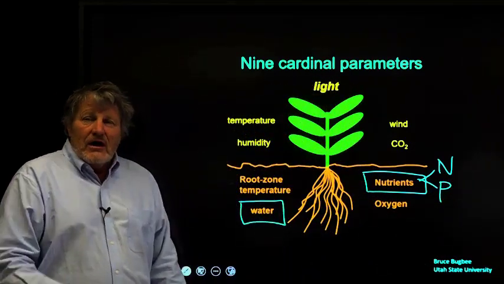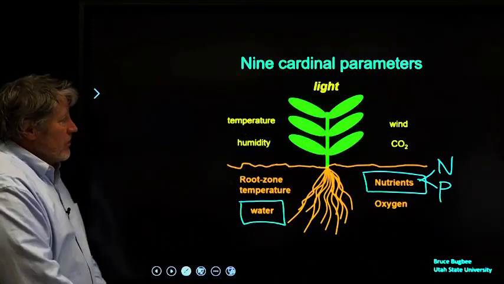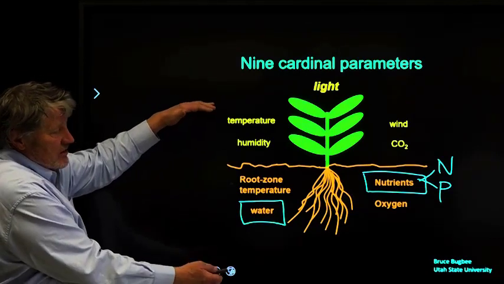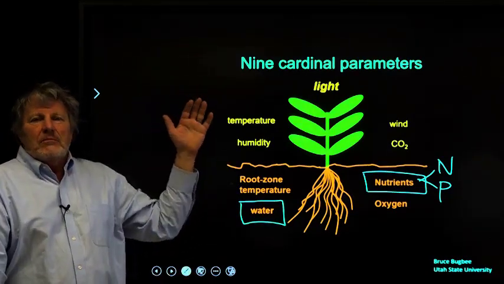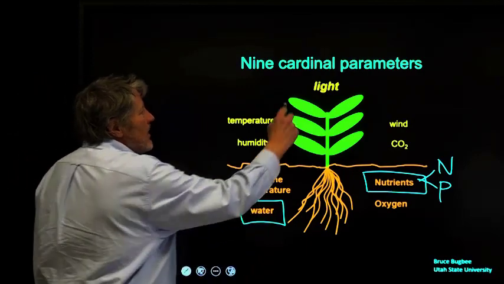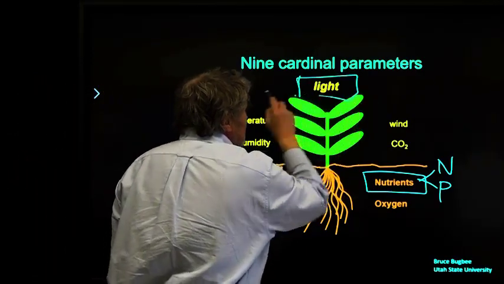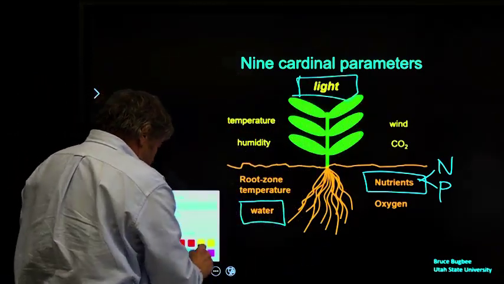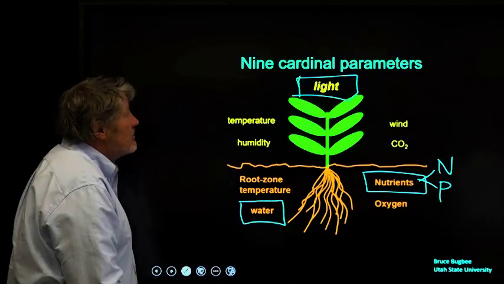But in high value horticultural crops, everything at the bottom is a minor input compared to light. And now I should put that in yellow because we're talking about light.